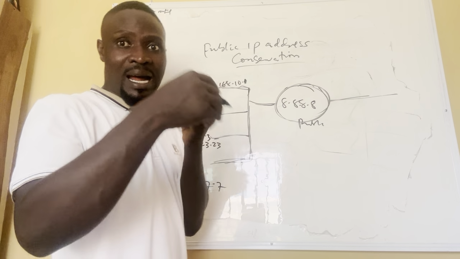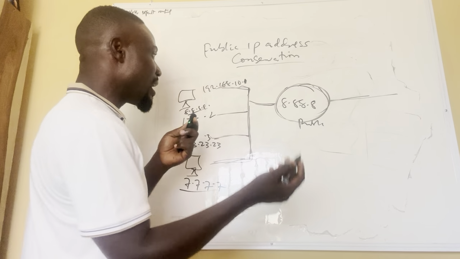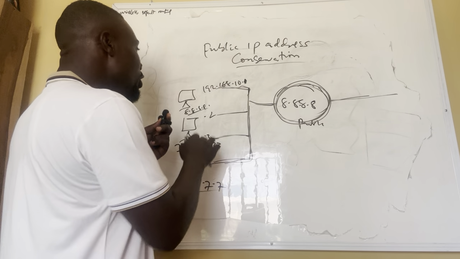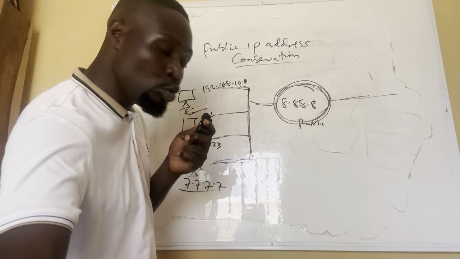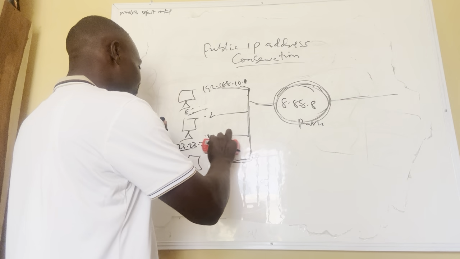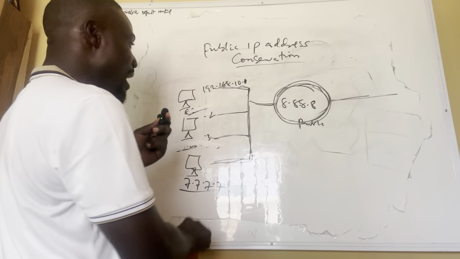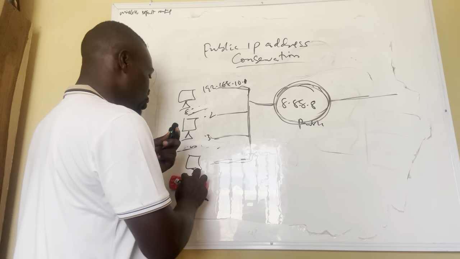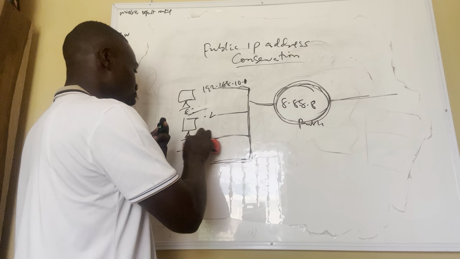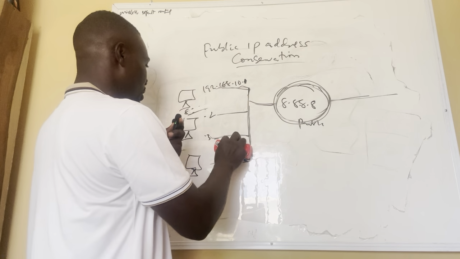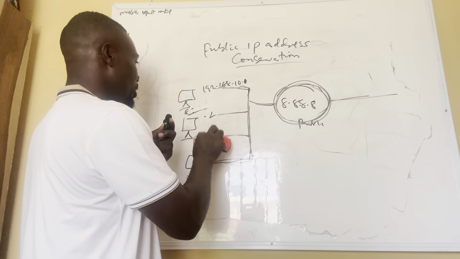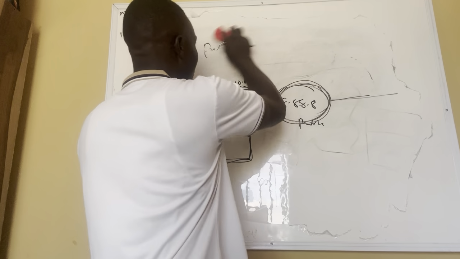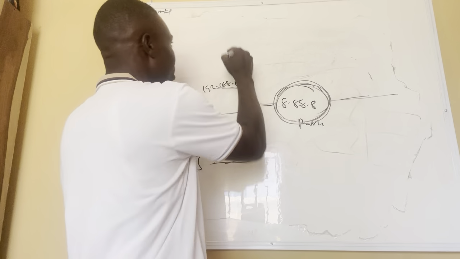But with the aid of NAT, you are using just one public IP to reach the internet. So instead of buying many public IPs for all your systems, you just buy only one in order for you to reach the internet. As a result of that, another benefit is it saves cost.